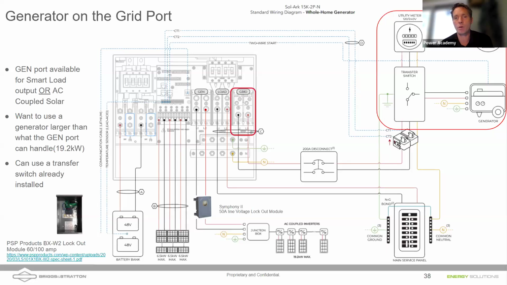It's a line sense module. And I think, Daniel, you've got a product there on the left side of the screen, one of those PSP lockout modules. I think those come in 60, 100, and even 200 amp varieties. So those are programmable as well. So they could do a similar thing that we're showing on the screen here.